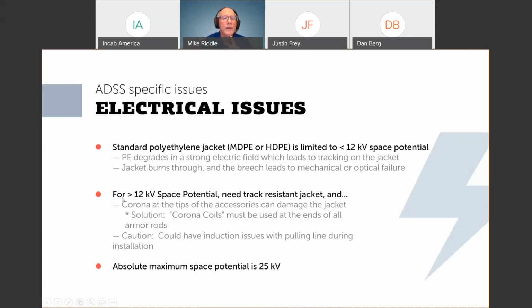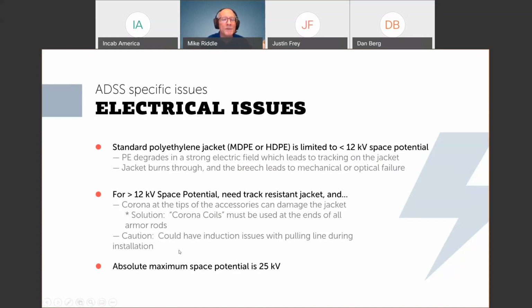So therefore, if the space potential goes above 12 kV, you need a tracking resistant jacket. You also will need corona coils, because when the space potential gets that high, you're going to end up with corona, which is like an electric discharge at the tips of the accessory rods, and that's going to damage the jacket. So corona coils, what they do is they grade out that electric field and thereby eliminate the corona.